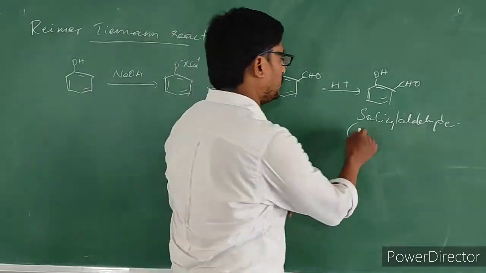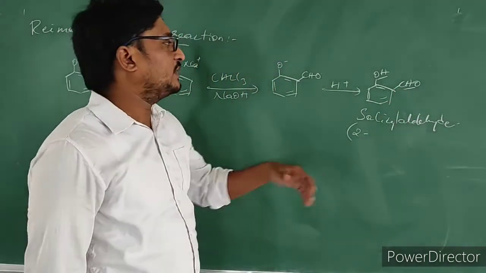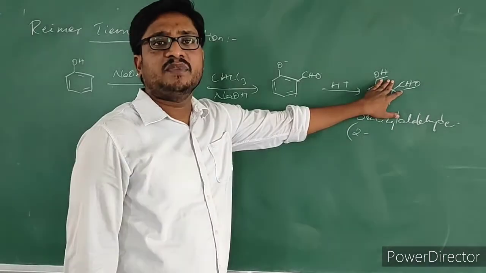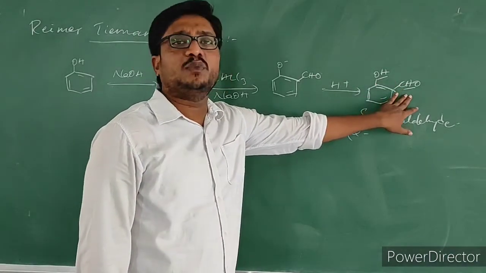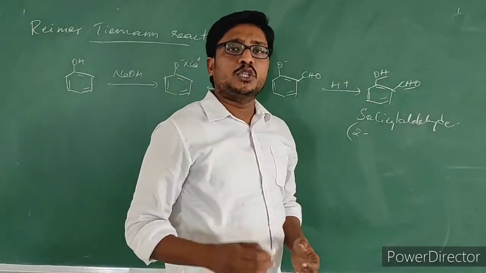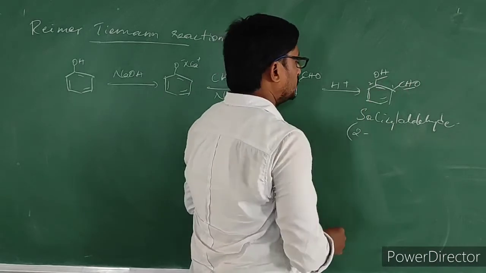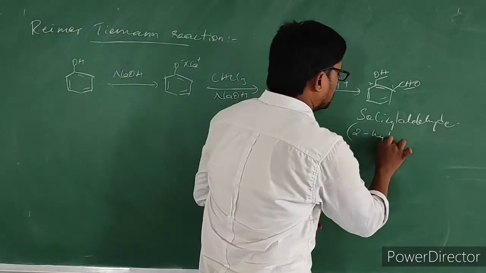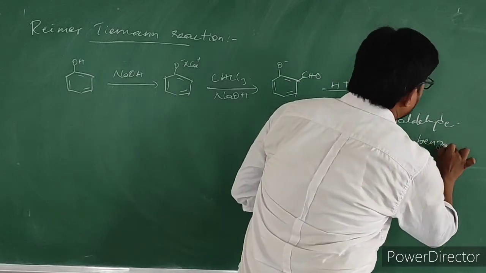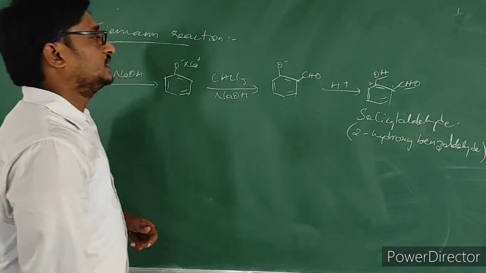That is the IUPAC name. So OH, CHO. Preference will be given to CHO rather than OH. So OH acts as a secondary functional group and CHO acts as the principal functional group. The carbon having this CHO should get the least number. So numbering should start from this carbon, 1, 2, which is nothing but 2-hydroxybenzaldehyde. That is the name.